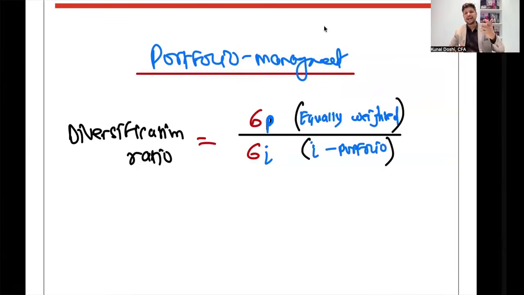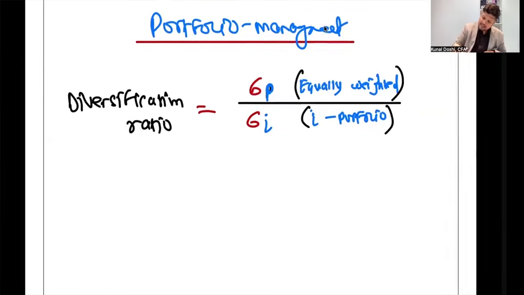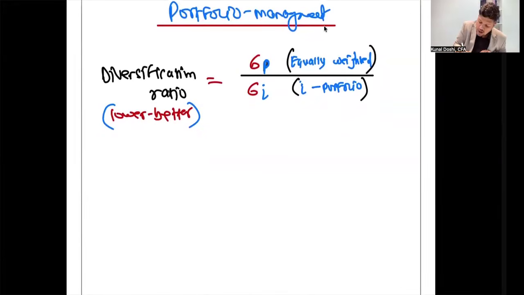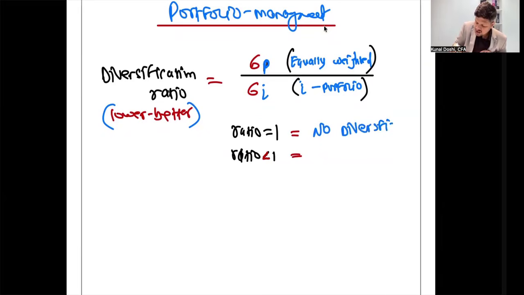Now if that security is added to the portfolio, the overall risk should reduce, not increase. So remember this ratio, lower is better. If it is lower, we say there is diversification. Remember the two cases: if the ratio is less than 1, there is diversification, and we want less than 1. If it is 1, it means no diversification. Are you with me on this?